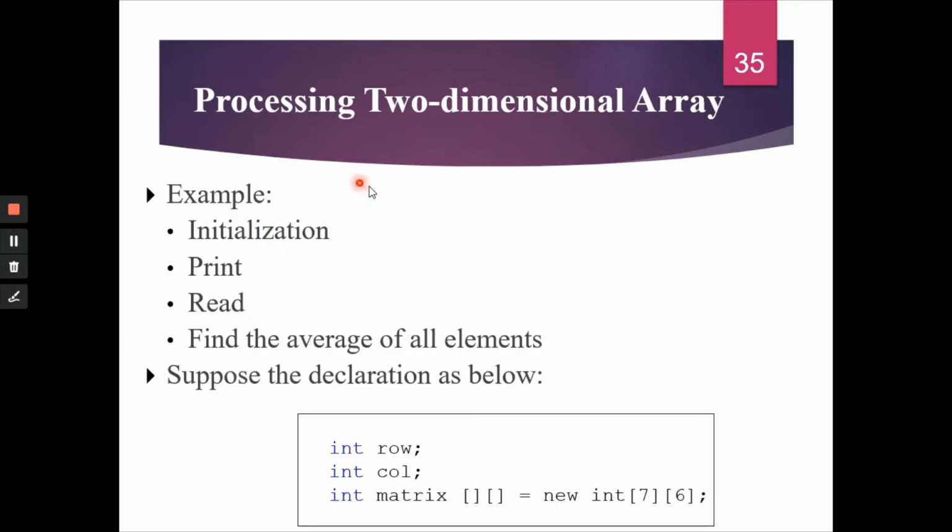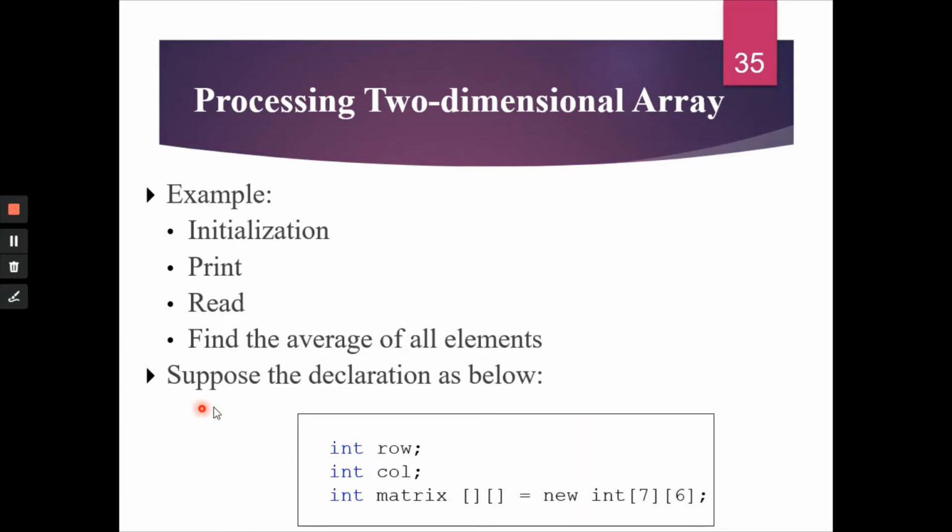I'm going to show you 4 examples of how we process the two-dimensional array. First is to initialize the array elements with the same value. Then I'm going to show you how to print the array elements and how to read the array elements. Finally, I will show you how to find the average among all of the elements.